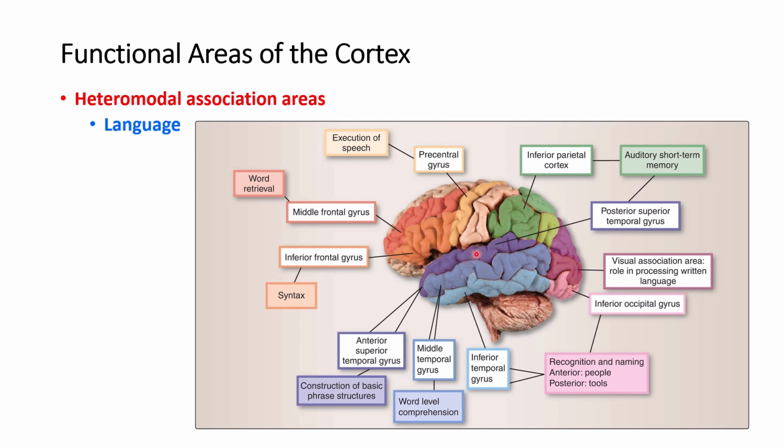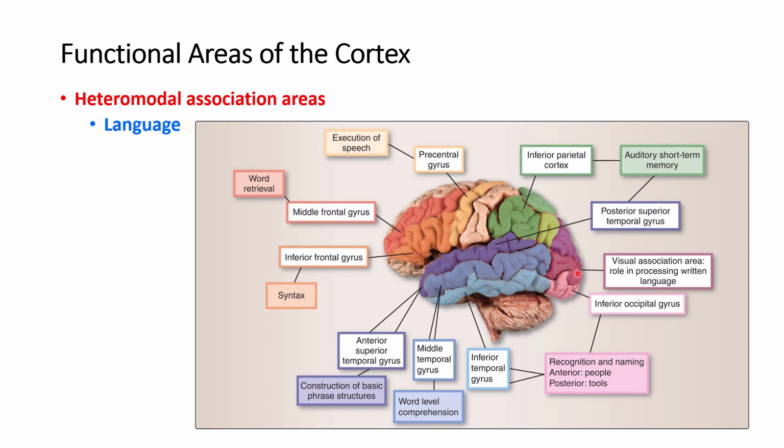And the temporal lobe, different parts have different functions. The anterior part of the superior temporal gyrus is responsible for construction of some phrases. The middle temporal gyrus is responsible for comprehension of words, and the inferior temporal gyrus together with the inferior occipital gyrus is responsible for recognition of people and objects. So people are more anteriorly and objects more posteriorly.